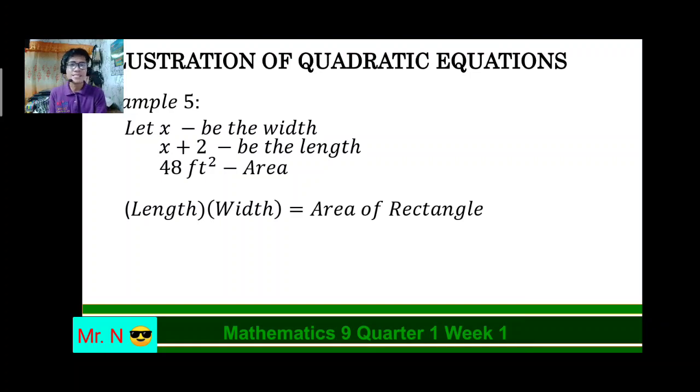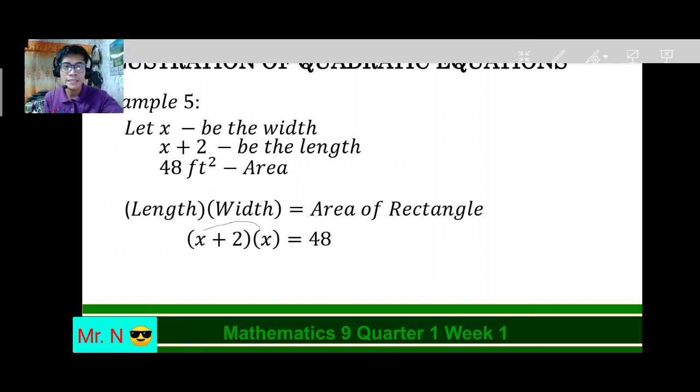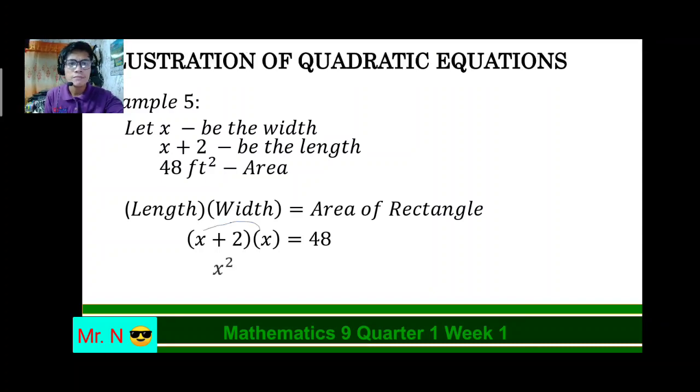And now, let's just substitute the details that we had in our representation. So, length, x plus 2, and width, x, and the area is 48. Now, let's simplify. So, x times x, that is x squared, and 2 times x, that is 2x, is equal to 48. So, it needs to be equated to 0. So, we should remove 48 on the right side using the addition property of equality.